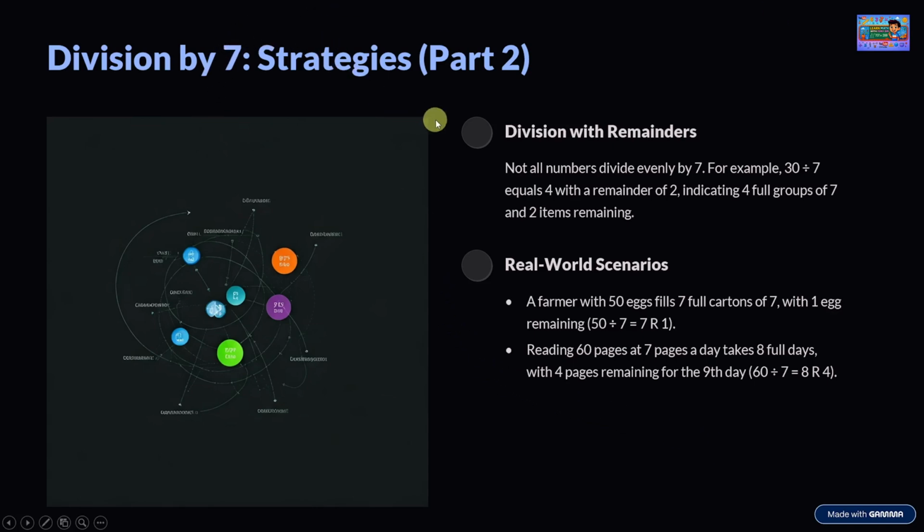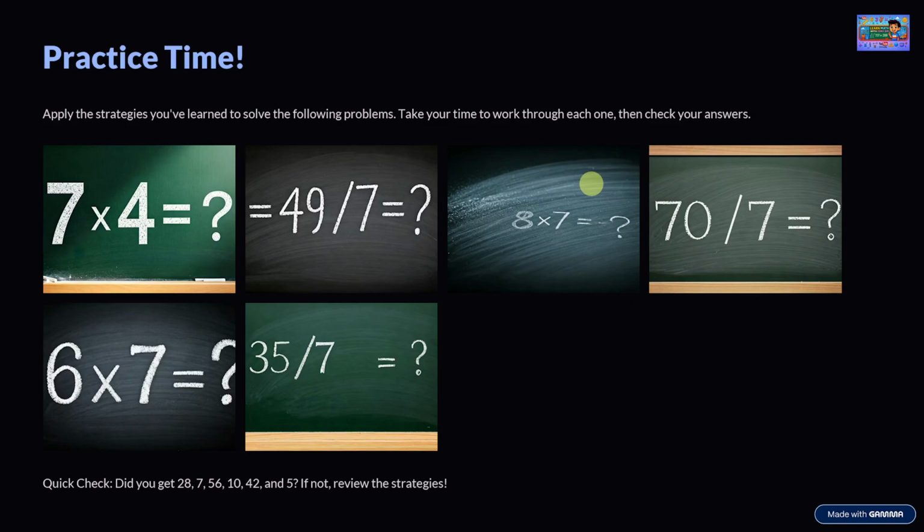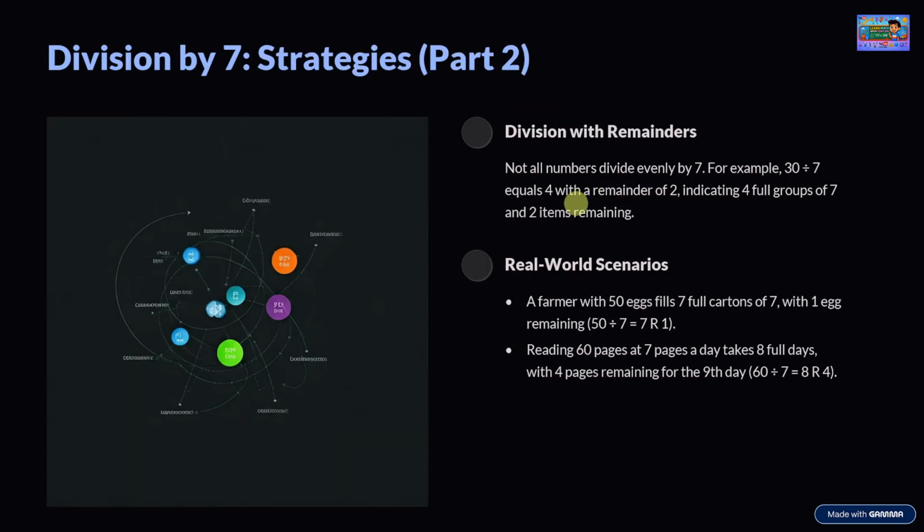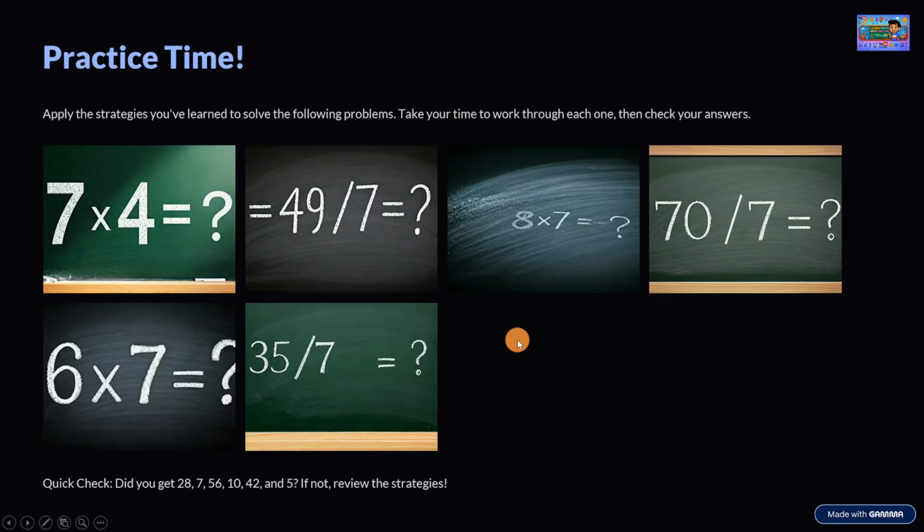Division by 7, strategies, part 2. Division with remainders: not all numbers divide evenly by 7. For example, 30 divided by 7 equals 4 with remainder 2, which includes 4 full groups of 7 and 2 remaining. Another scenario: a farmer with 50 eggs fills 7 full cartons of 7 with 1 egg remaining. In 60 pages at 7 pages a day, it takes 8 full days, with 4 pages remaining for the 9th day. 60 divided by 7 is 8 with remainder 4.